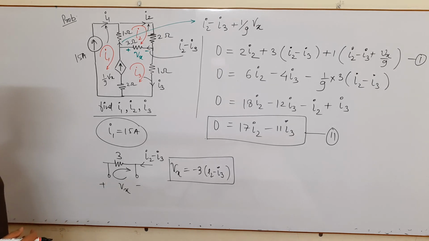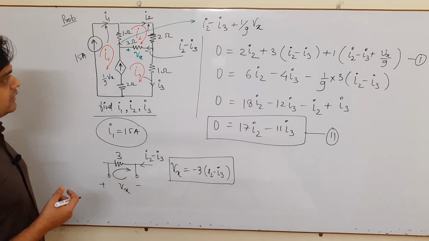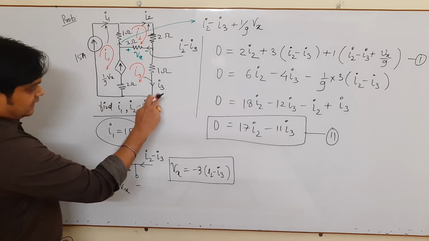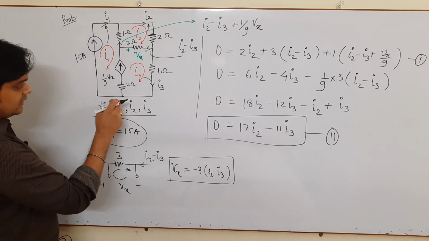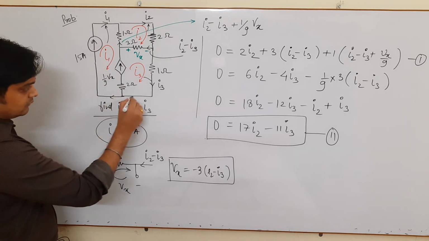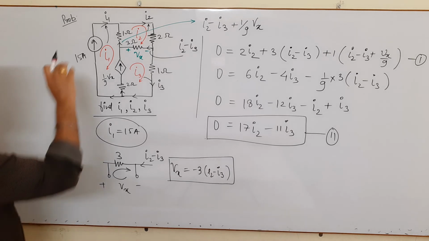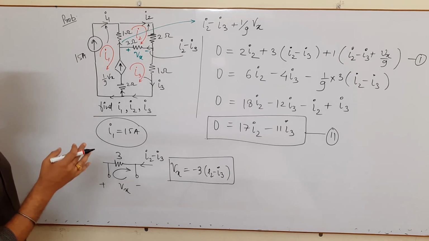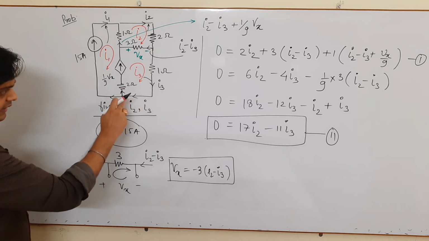Now the next point is you have to find the value of I2 and I3. How will you find them? If you see, this I3 is coming here, this 1 upon 9 Vx is going there, and this 15 ampere is coming here. These are the three currents. From anywhere you can find the relation between I2, I3 and I1, so I will consider here because it is easy.